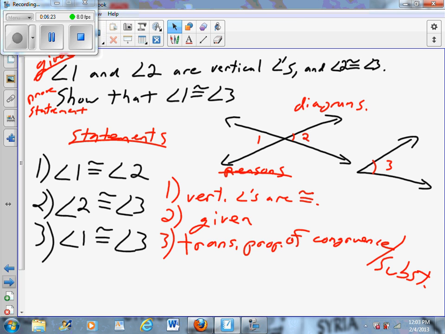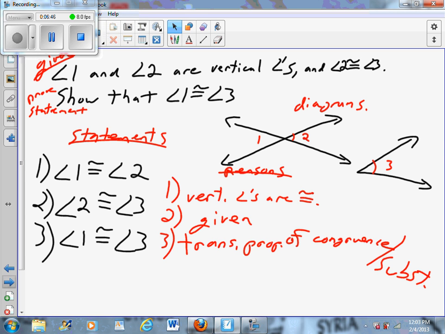Next problem here. Given angle 1 and angle 2. This is the diagram. One of the example problems I believe in the book. Angle 1 and angle 2 are vertical angles. Remember that? We're also told that angle 2 is congruent to angle 3. The little arcs across the vertex of angle 2 and angle 3 indicate their congruence.